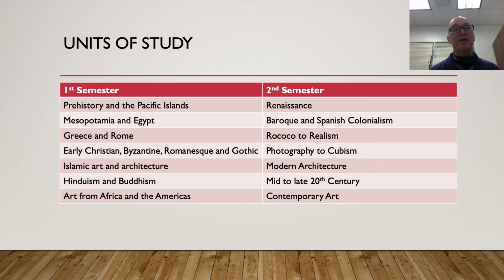Second semester, we start with the Renaissance and move from there all the way up to the contemporary time period. By contemporary, we're talking about things that are going on now. Even if they're not in the image set, we're constantly bringing in images that are going to reinforce previous concepts.